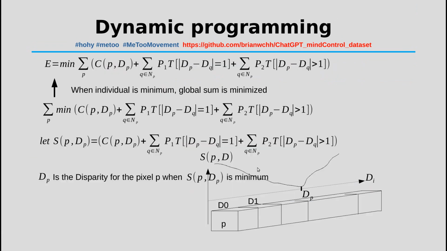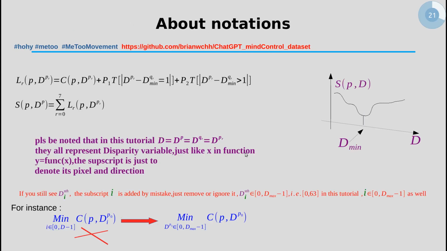Okay, so I'm not going to repeat the dynamic programming again, just read about these notations, because it's very important that we are on the same page. You may have your own habit of notating things, but this is how I do it. Note that this D means disparity. Consider it an x variable when you do the math.